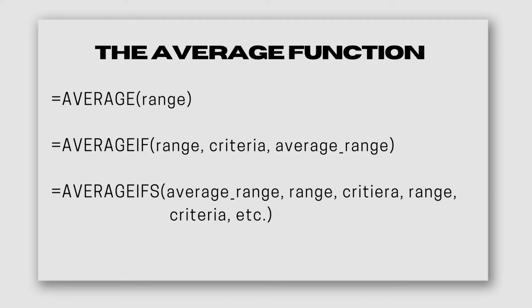If you have multiple attributes you want to examine, you can do so with the average ifs function. This one starts with the column you wish to average, and is followed by a series of ranges and criterias to filter your data down to reflect your desired subset.